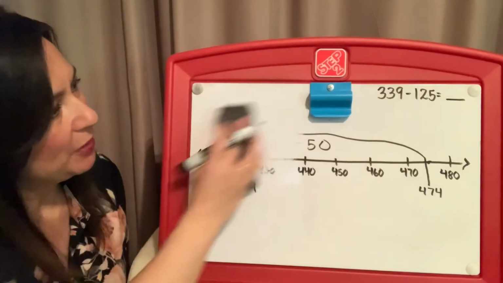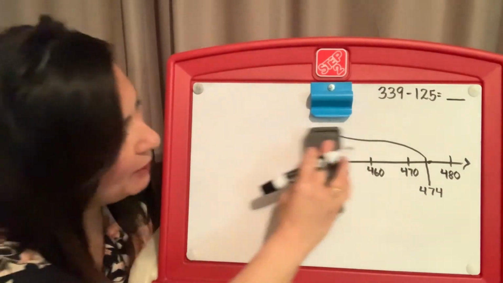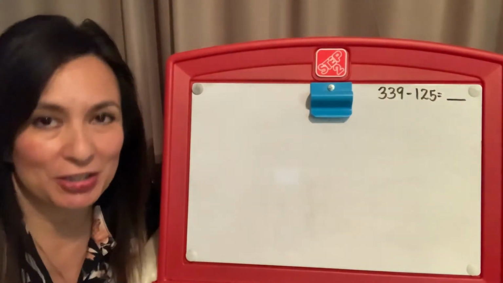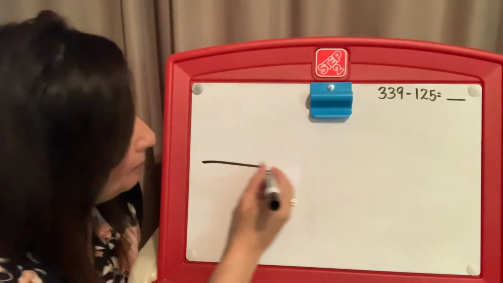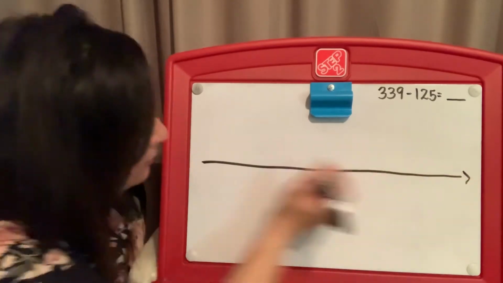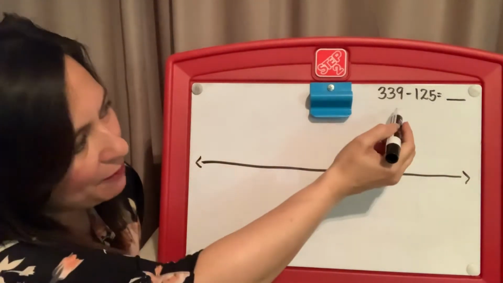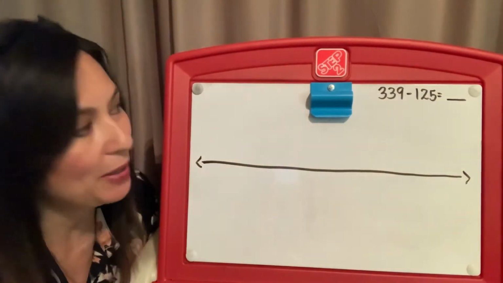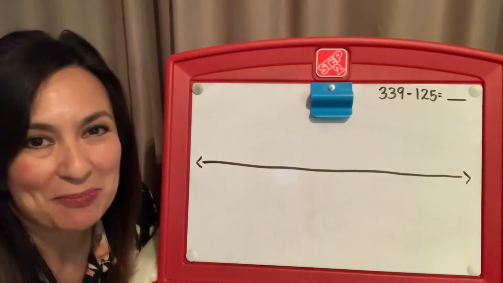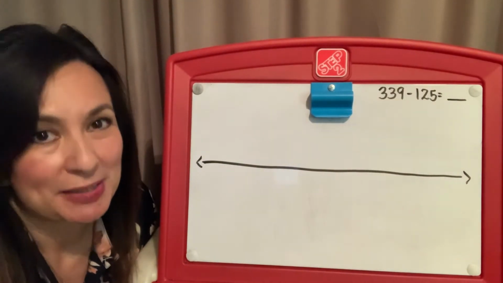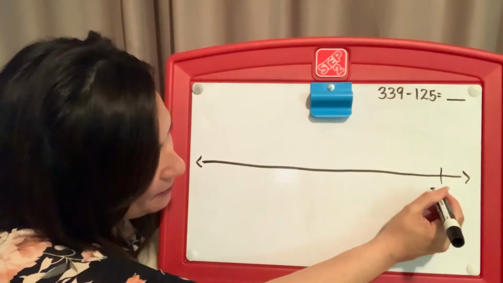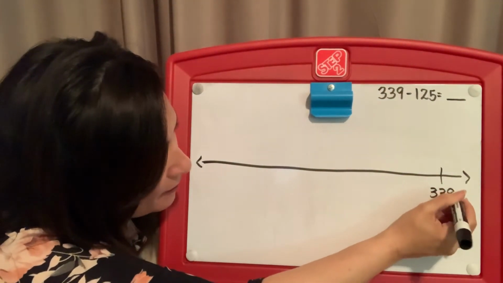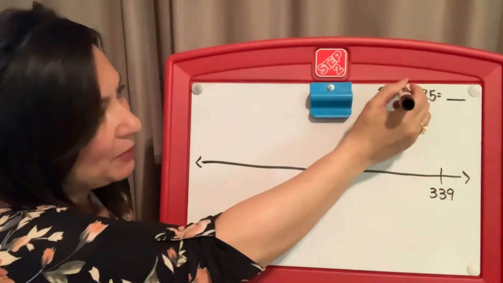Let's now review subtracting 3 digits from 3 digits. And this time we'll do it on an empty number line. I have an equation ready. 339 subtract 125. First step, what is it? Say it with me. Position the total. I'll position 339. Once I've positioned it, I'm done with it.